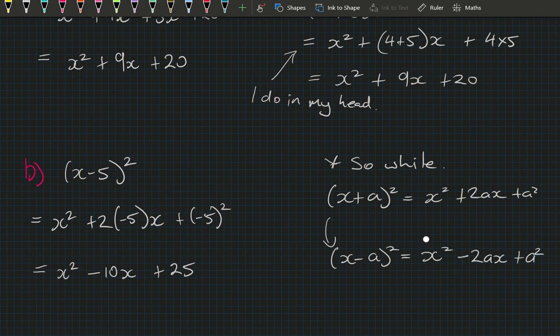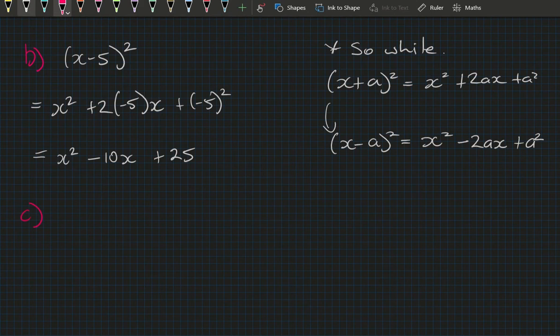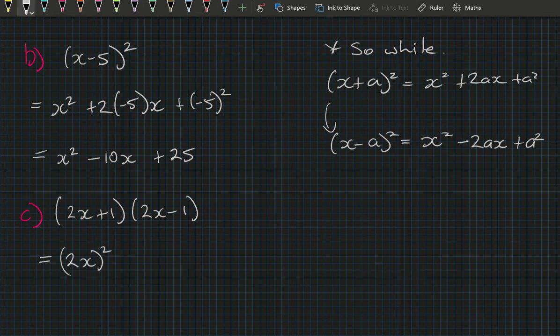All right, finally, part C, we have (2x + 1)(2x − 1). Because the elements on the left are the same and the elements on the right are the same, and we have a positive and negative sign in either one, we end up with the difference of perfect squares. So I know that this equals the first element squared minus the second element squared. And (2x)² is 4x², so we end up with 4x² − 1.